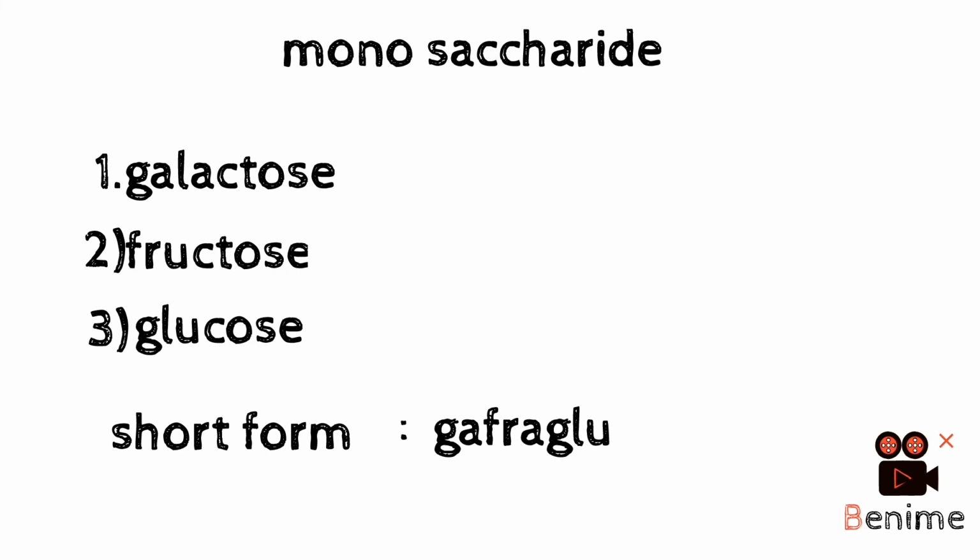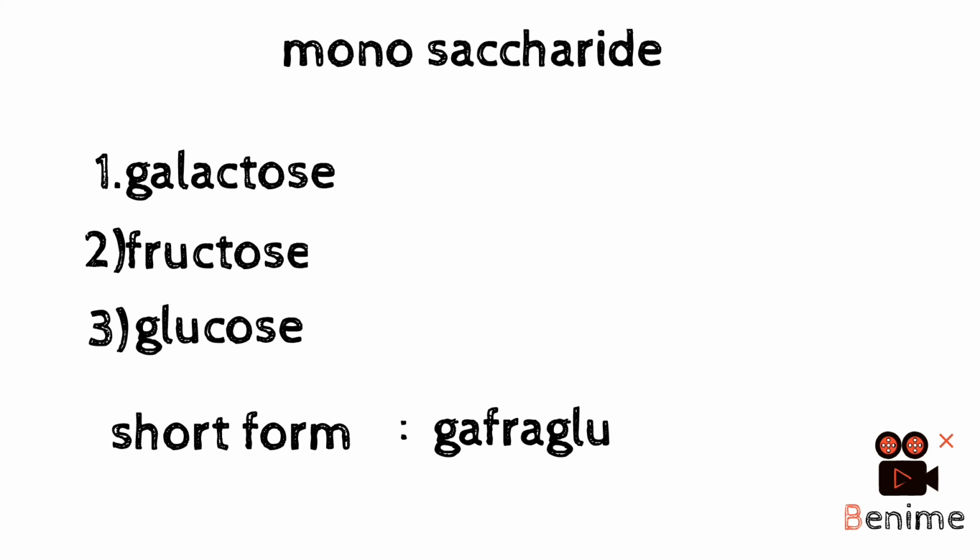GA means the first letters of galactose, FR means the first two letters of fructose, and glu means the first three letters of glucose. Gafragulu is the example for the monosaccharide. This is a very easy learning method.